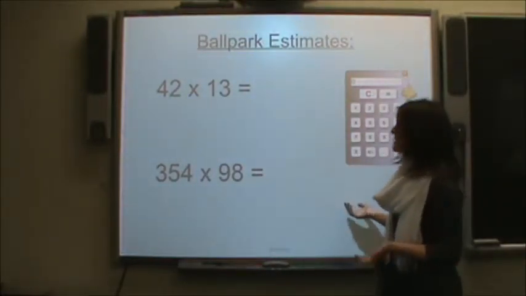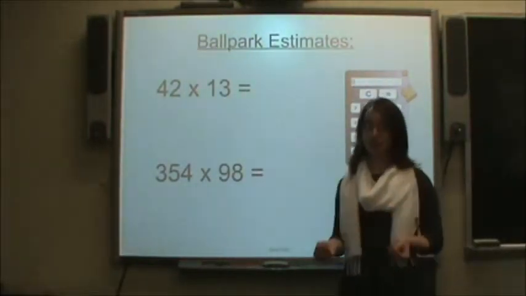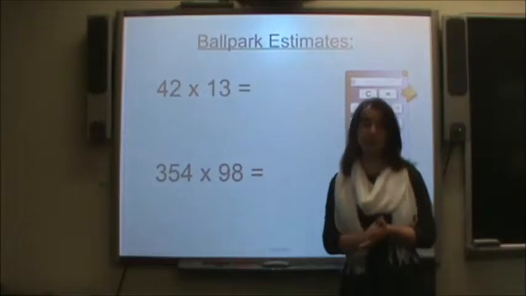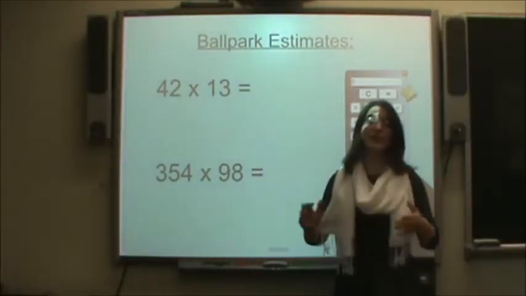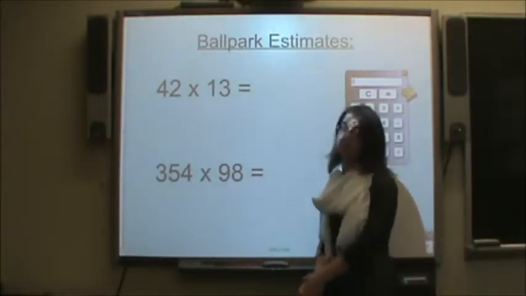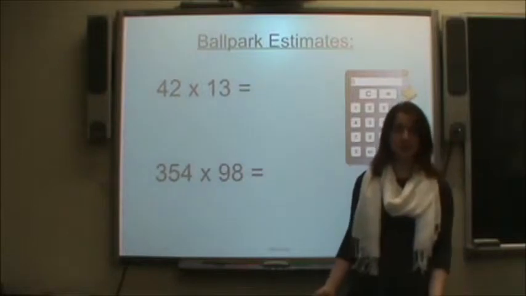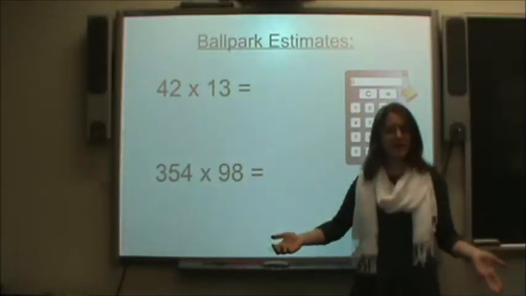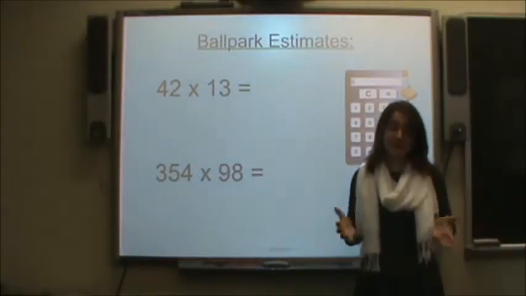So a ballpark estimate is important because it tells us an answer that's near the actual answer. It is not the actual answer. When you find a ballpark estimate, you are not finding the real answer. You are finding an answer that is close to the real answer. That way, when you get the actual answer, you can ask yourself, is this close to my ballpark estimate? If it is, great. If not, something probably went wrong somewhere.